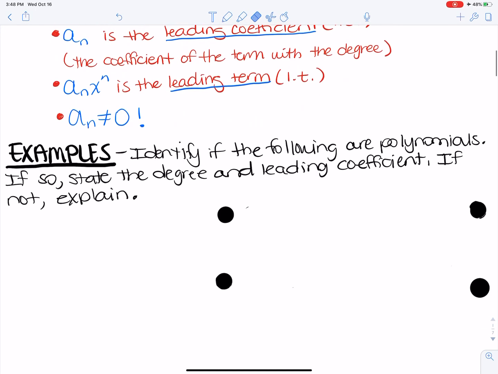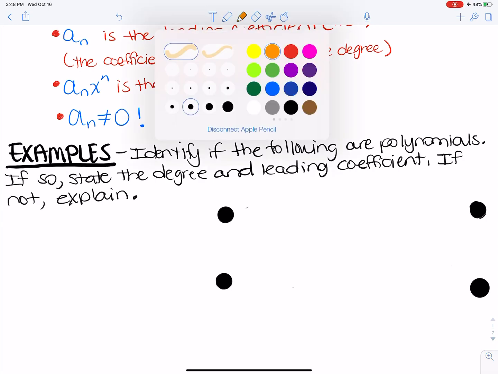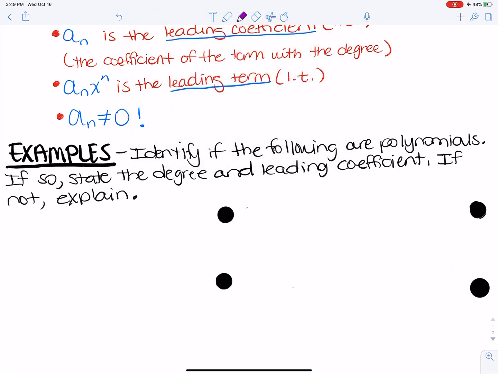Examples. Identify if the following are polynomials, and if so, state the degree and leading coefficient. If not, explain. So let's identify the things that we have to identify. We have to identify if it's a polynomial, yes or no. And then we have to state the degree, state the leading coefficient, and if it's not a polynomial, we have to explain.